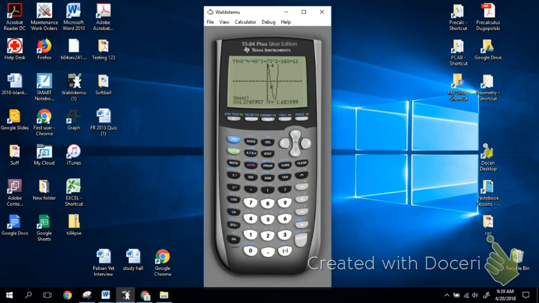Then it's going to ask for a guess. Usually guesses don't matter, but if you want to, you can get close to that 0 and hit enter a third time. Not all of our calculators ask for a guess, so I'm just asked for a left and right bound. And then you're going to hit enter one last time, and it should come up with x equals 0.